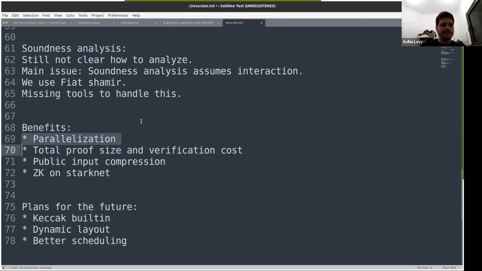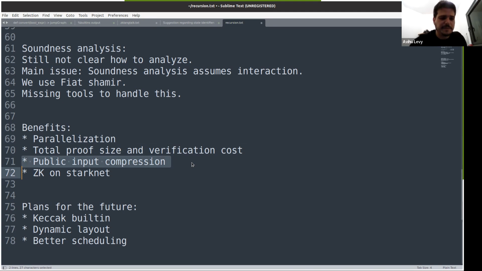Obviously, reduced latency. And write this right here, but yeah, we can have a reduced latency by scaling a whole lot on this parallelization. Total proof size verification cost, obviously, because we compress a ton of jobs into something that looks like a verification of a single job. So yeah, another neat thing we can do is public input compression.